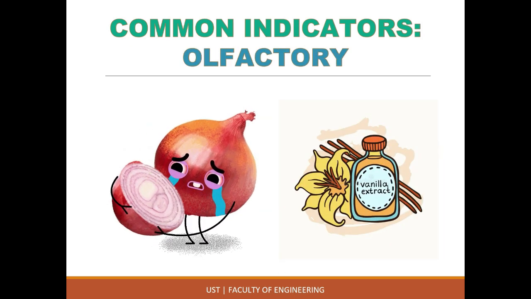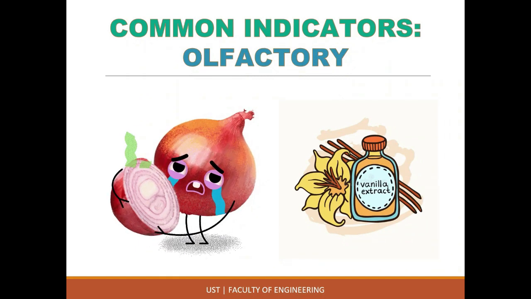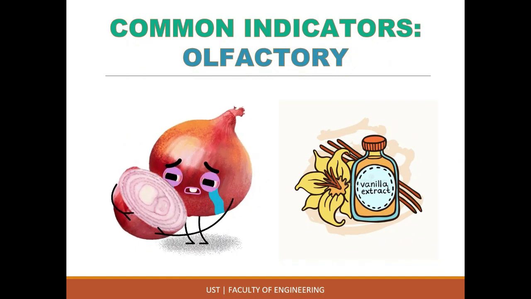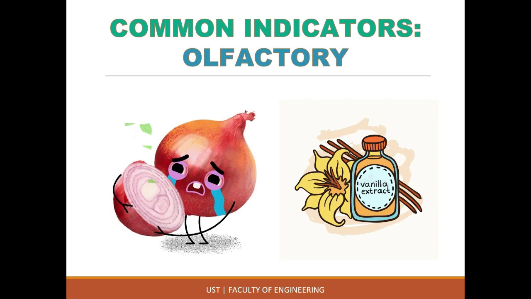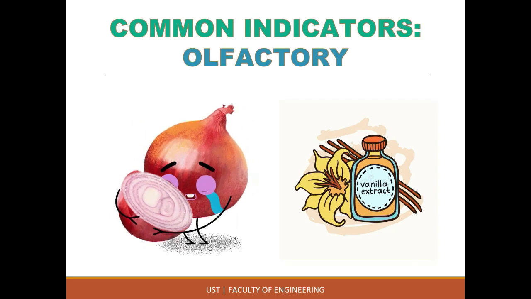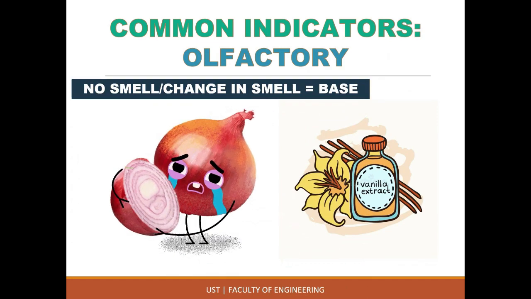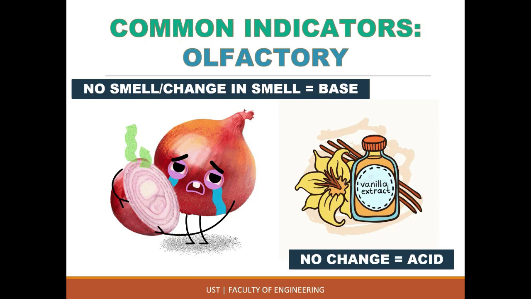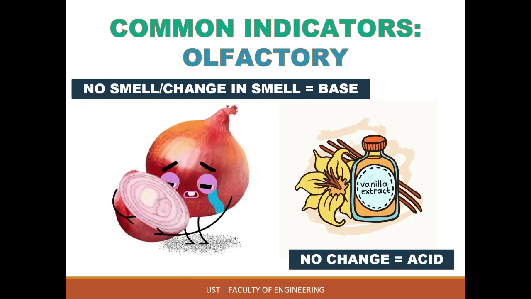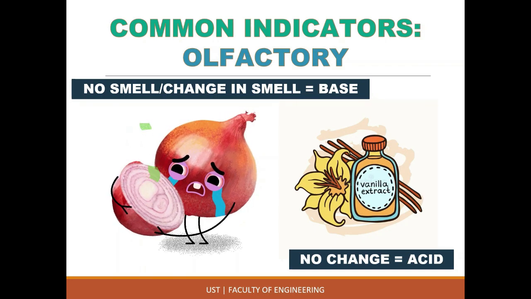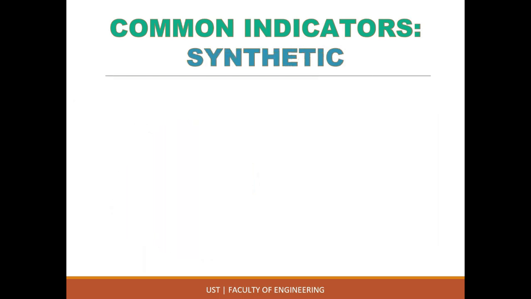Substances that change their smell when mixed with acid or bases are called olfactory indicators. Examples are onion and vanilla. Both of them lose and change their smell when added with base and don't change when added with acid. These indicators are helpful for visually impaired individuals, especially in the lab.